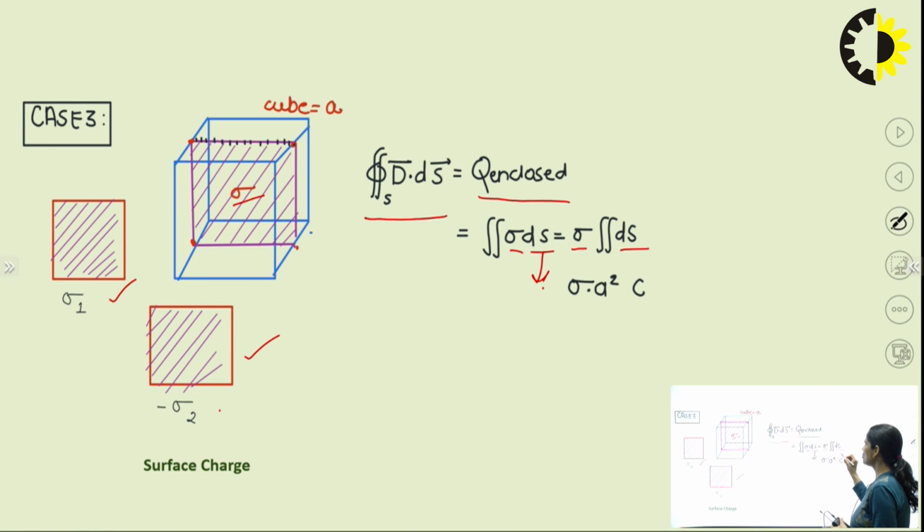Now you can take rho common, integration dS. So you can find the surface according to this figure; you will get here a square. So this is sigma dot a square coulomb. So this is the Q enclosed inside this cube, or you can say closed integration D dot dS is equal to sigma dot a square coulomb.